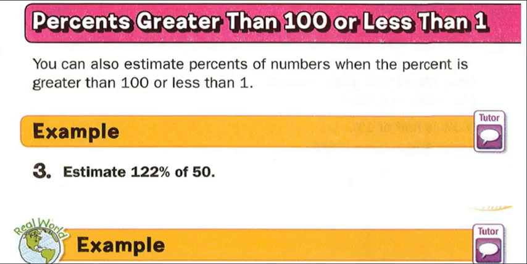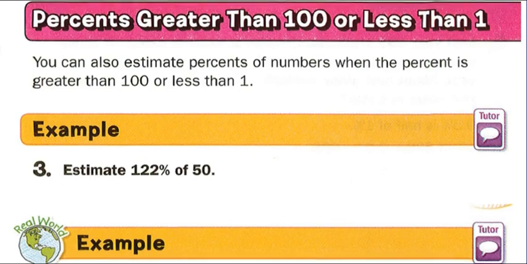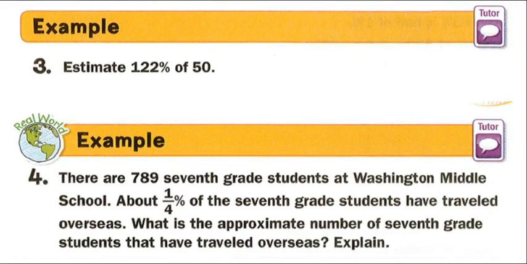So the same process can work for percents greater than 100 or less than 1. All right, it says you can also estimate percents of a number when the percent is greater than 100 or less than 1. And let's look at how this works. So example 3, we want to estimate 122% of 50. So first of all, 122%, bleh. Let's make that 120%, just because that's easier for estimating purposes.